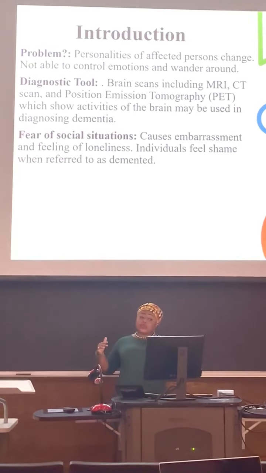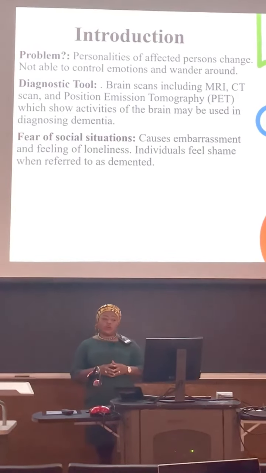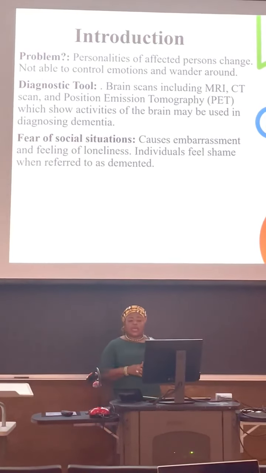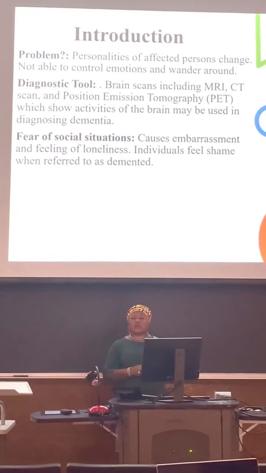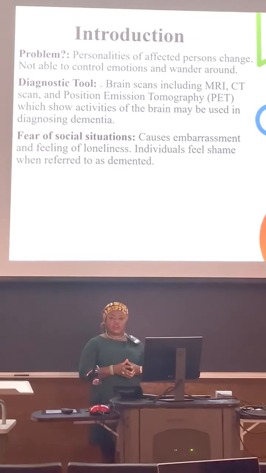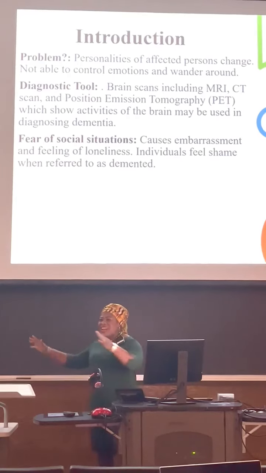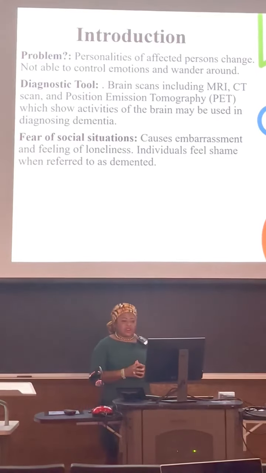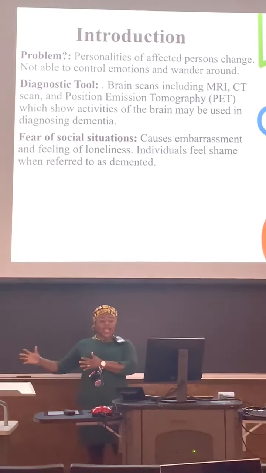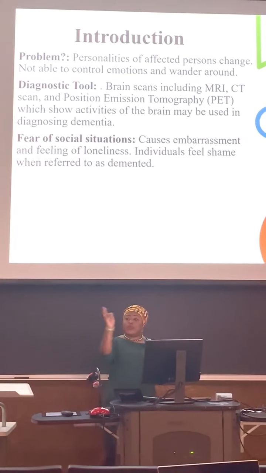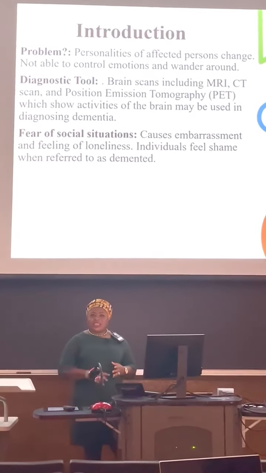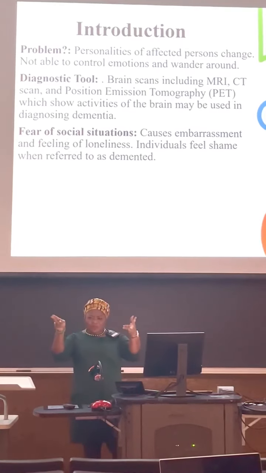So what happens to these people? Fear of social situations. It causes embarrassment, and it causes a feeling of loneliness. They feel like they're in their own world, right? They don't understand what goes on around them. Individuals feel shame when referred to as demented, the sufferers. They are demented, like you have brain problems.